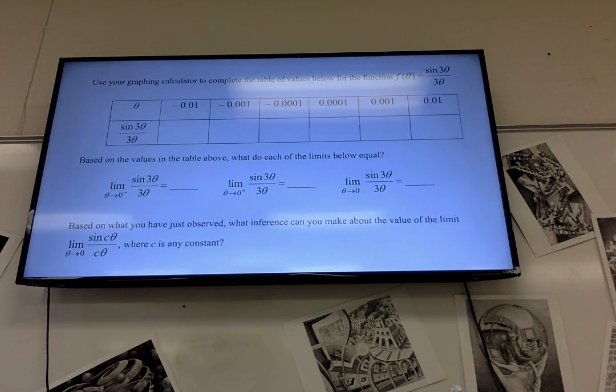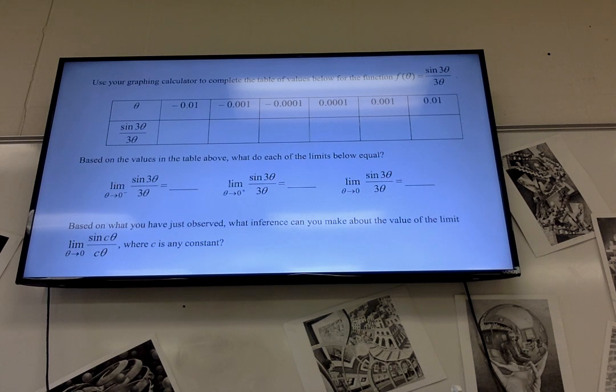Okay, so we're going to do it again, only this time we're going to use 3 theta. So you would just do negative 0.01, store it as x. And when we type it in, we type sine of 3x, close parentheses, divided by parentheses 3x.